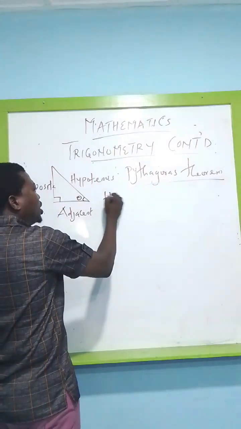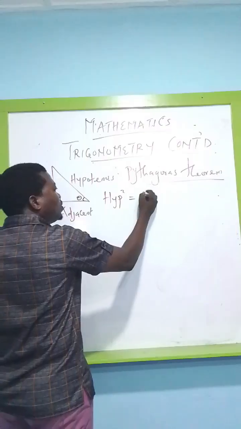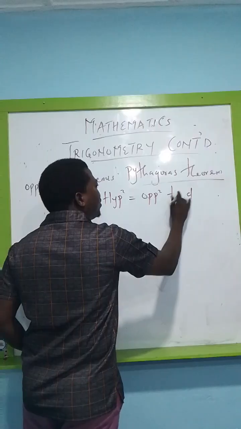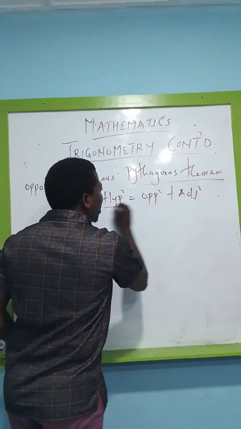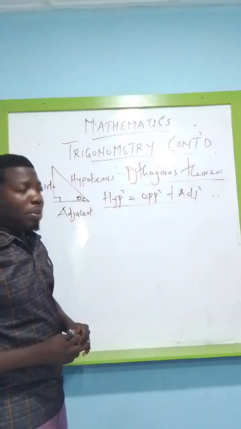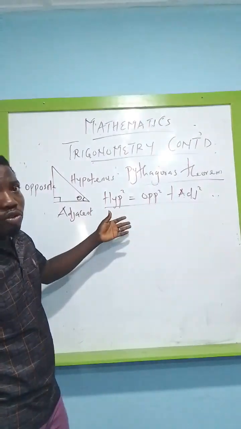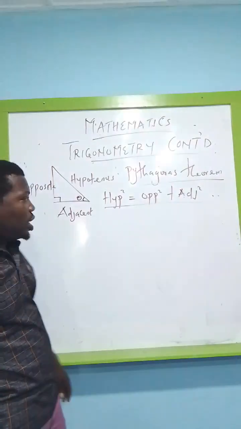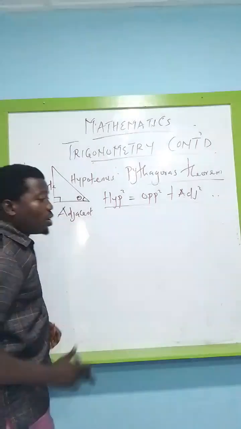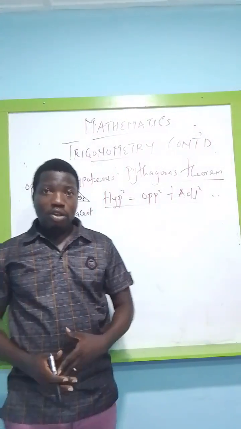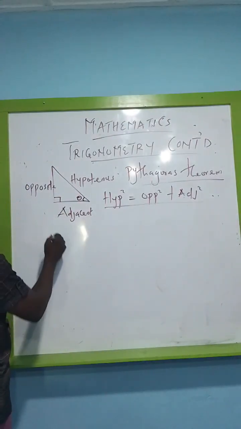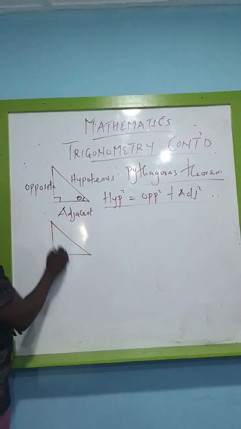It says hypotenuse squared is equal to opposite squared plus adjacent squared. This is what we call the Pythagoras theorem. Hypotenuse squared equals opposite squared plus adjacent squared. Pythagoras is used to find the sides of a right angle triangle.